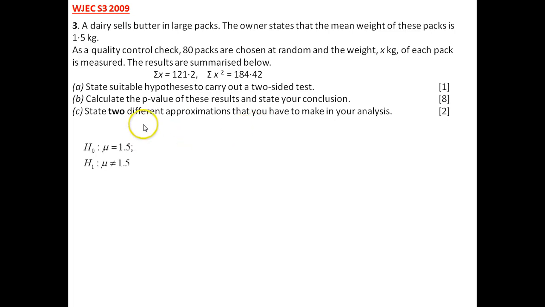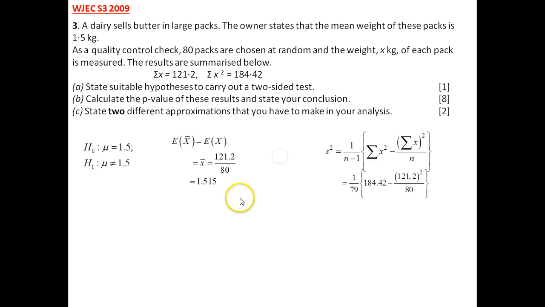And therefore, our hypothesis is that the mean weight of the packs is 1.5 against it's not equal to 1.5. Wanted a two-tailed test. Okay, so the expected value of x bar is the expected value of the sample, which gives us a mean of 1.515. So from the sample we get that. Our variance, we need to estimate the variance. So we're using our S for an estimate of the variance.